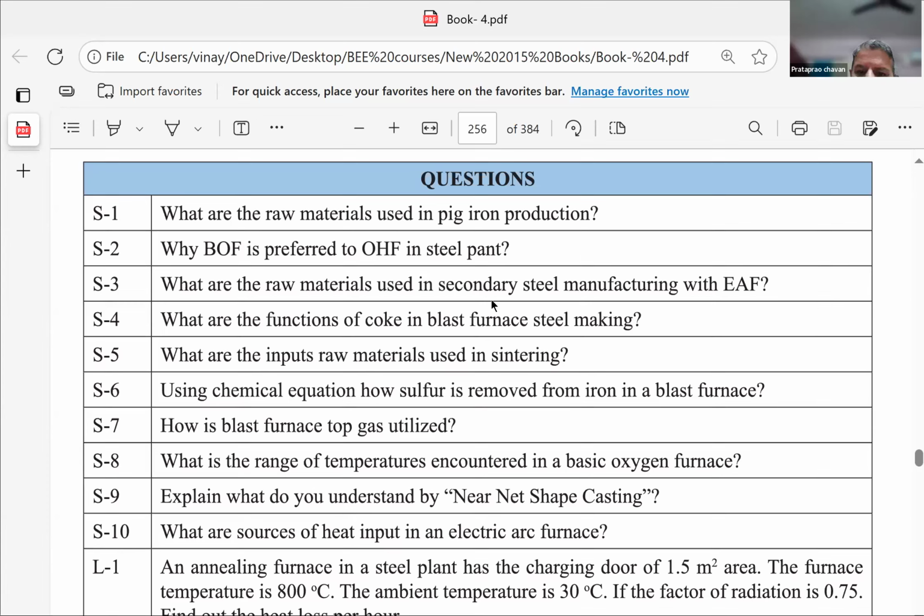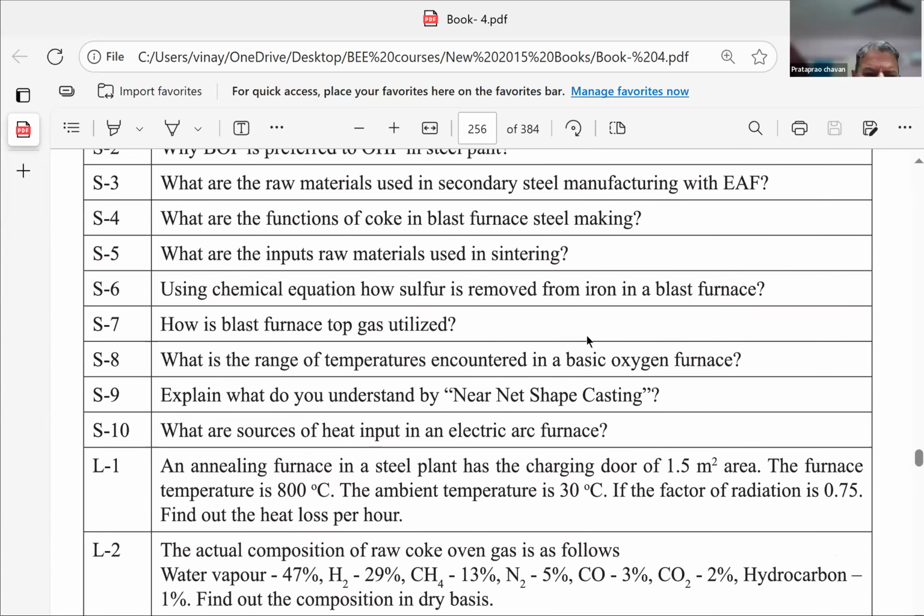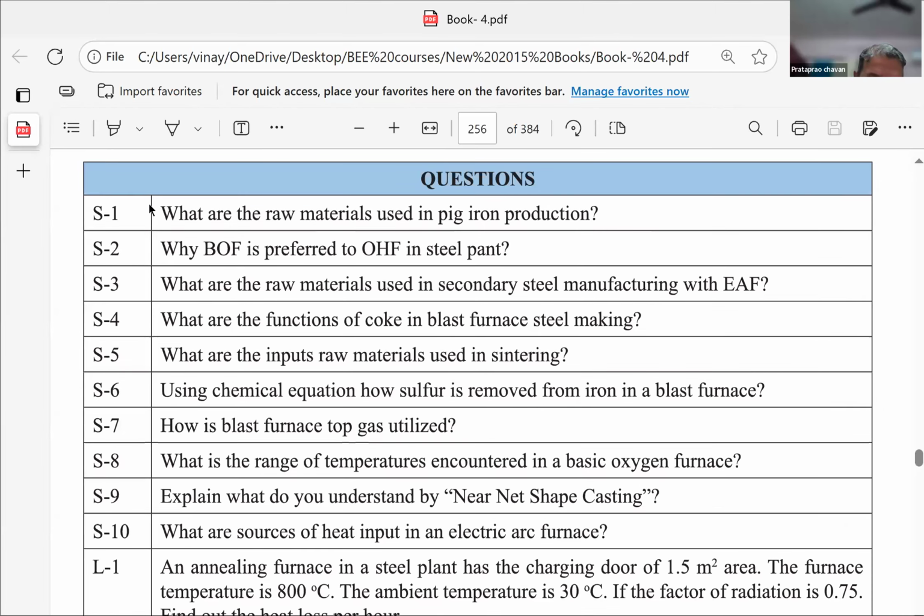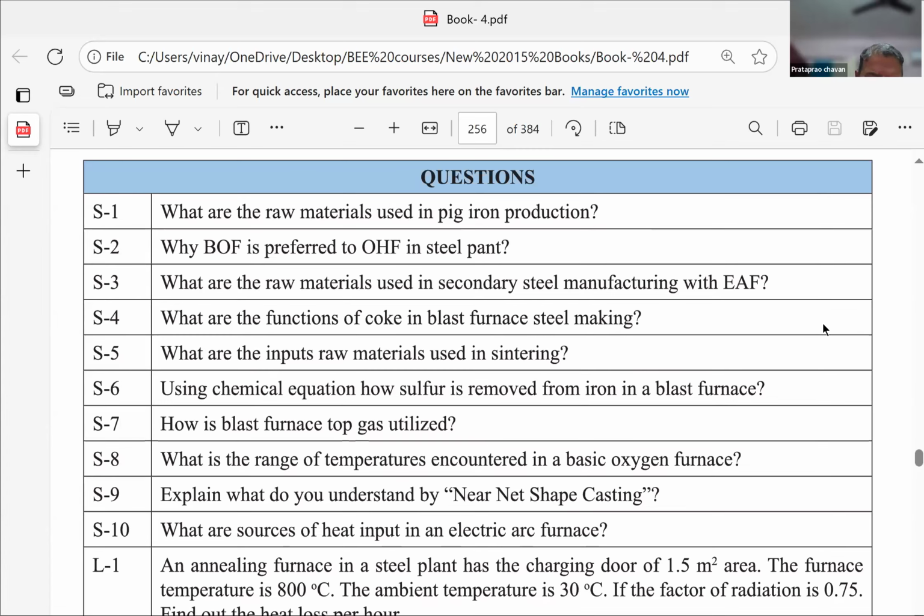What are the raw materials used in secondary steel manufacturing? This is just descriptive problems. And luckily, if these problems come as short answer questions in paper 4, you may get 1 or 2 questions maximum, only one maybe on this particular chapter. So you just read the theory and you will be able to answer that question because there is no calculation involved, no formula required. It is the description that you have to remember and write like any theoretical question.